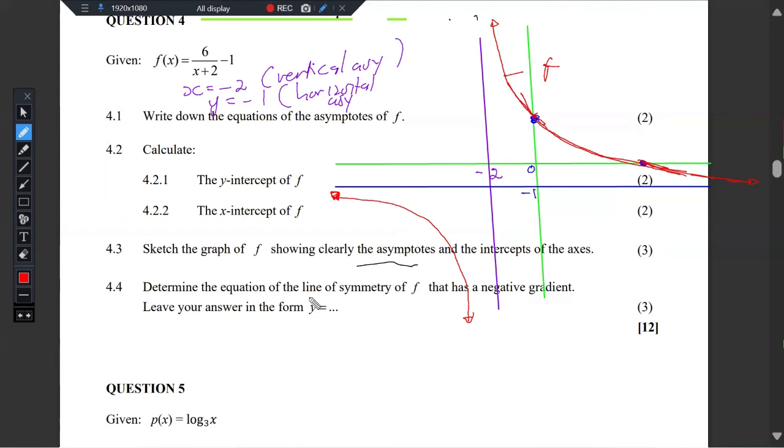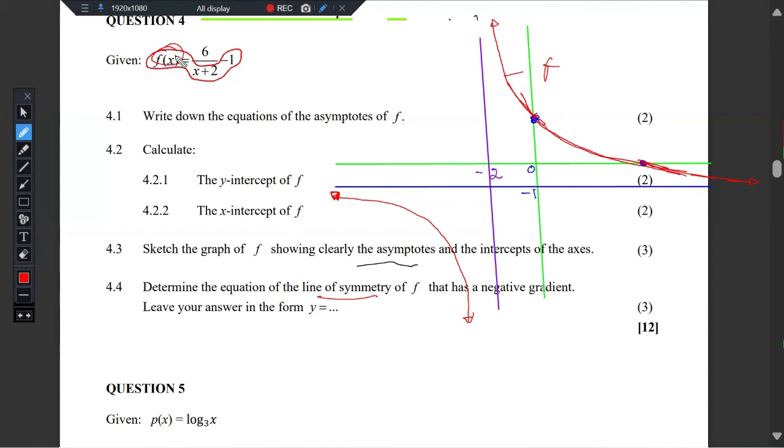Now, 4.4 says determine the equation of the line of symmetry that has a negative gradient. Leave your answer in the form of y is equal to. So for that one, we normally use this method. For some reason, they call it the bus method. So I recently learned that Bus is the one that wrote this textbook, Mind Action Series. Apparently he came up with this formula to say that if you want to determine the line of symmetry, you can simply do it like this.